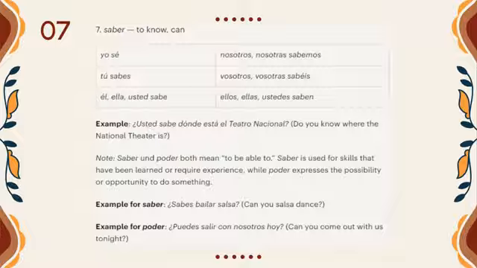And the example they give is "¿Usted sabe dónde está el Teatro Nacional?" Do you know where the National Theater is? Sorry. This part is really small on my screen because I'm recording, so I have to keep pausing to look a little bit closer.